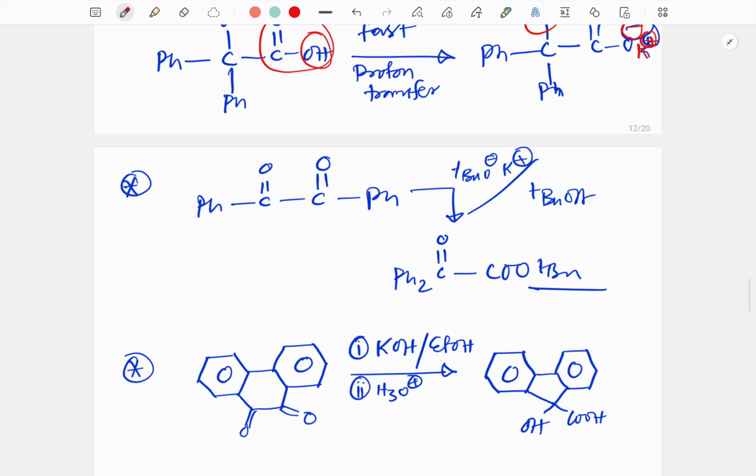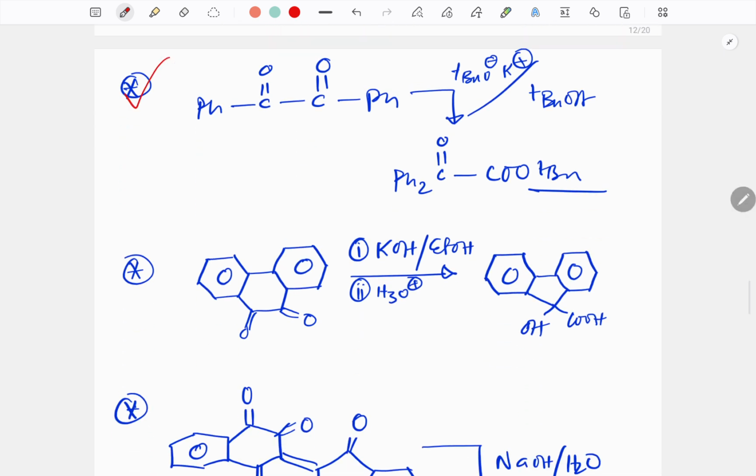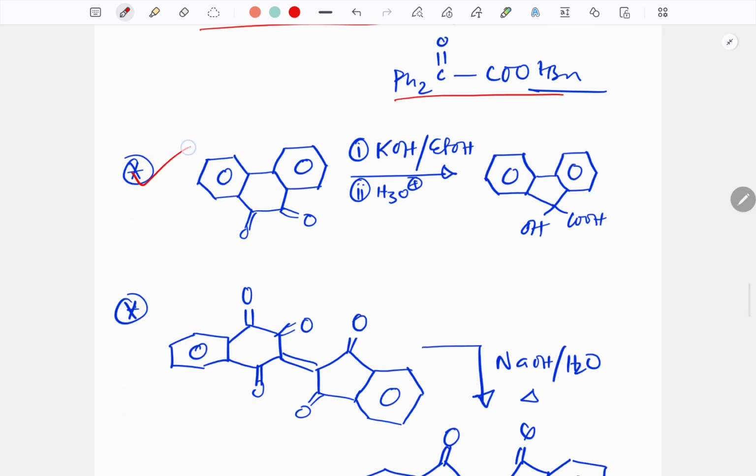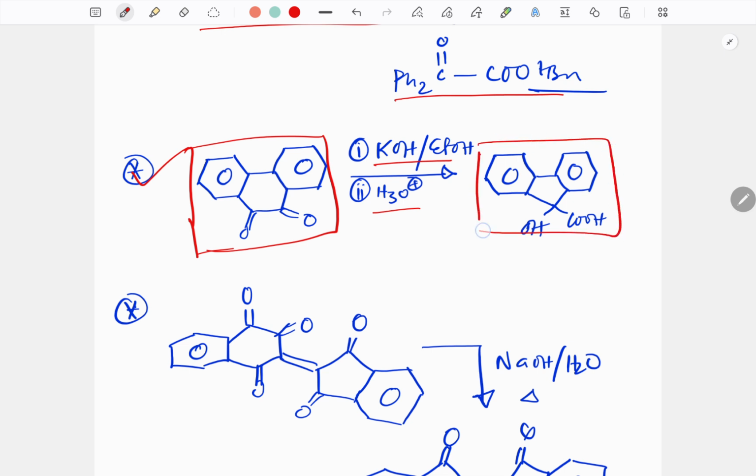Now let us discuss a couple of organic transformations. If you take benzil and, instead of potassium hydroxide, add potassium tertiary butoxide in the presence of tertiary butanol, what will happen? It will give you this kind of product. In the next reaction, this molecule also contains a 1,2-diketone. If you add potassium hydroxide in ethanol solvent followed by acidic workup, it will give you this kind of product.